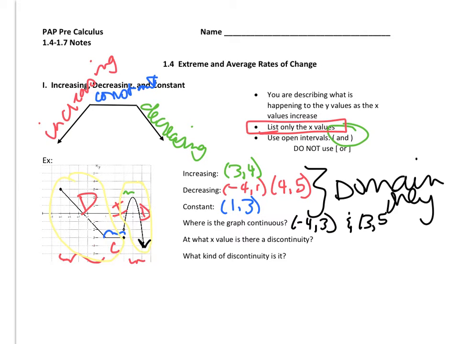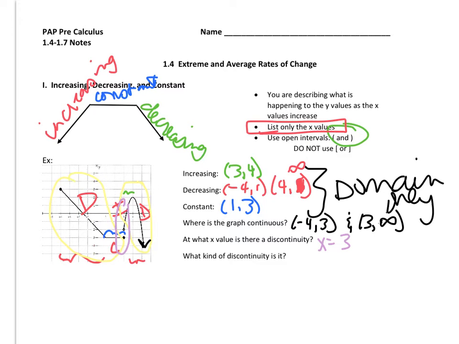So actually my decreasing, we need to change that 5 to an infinity. It's kind of hard to see on here. So I'm going to erase the 5 and put infinity because I made my graph so low. At what x value is there a discontinuity? So there's a discontinuity. Let me change colors. Right here at 3. So at x equals 3, there's a discontinuity.